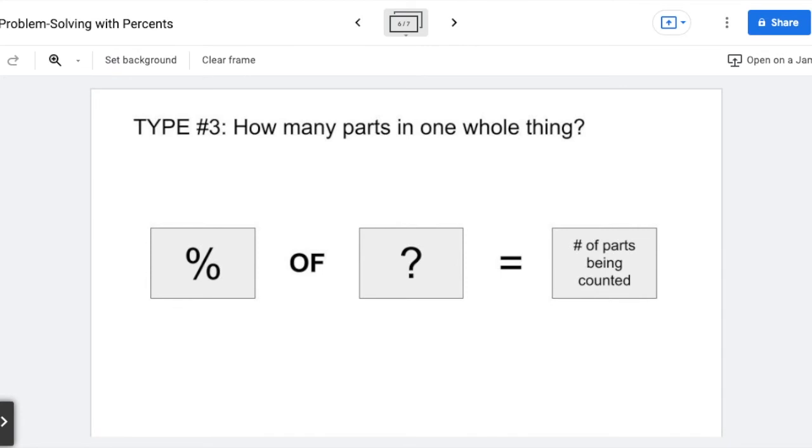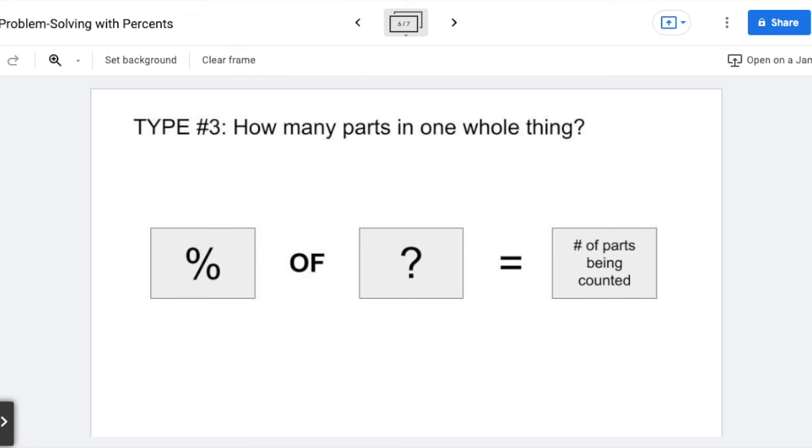All right, folks. Now let's look at the third and final type of word problem you might see involving percent. How many parts in one whole thing? So in this type of problem, you're given a percentage and you're given the number of parts being counted, but you don't know how many parts are in the whole thing.